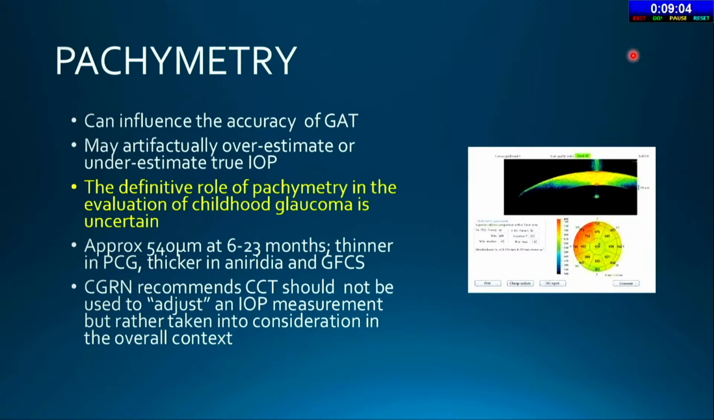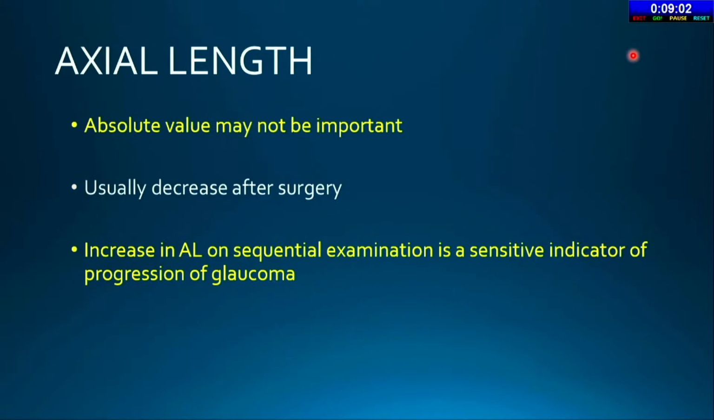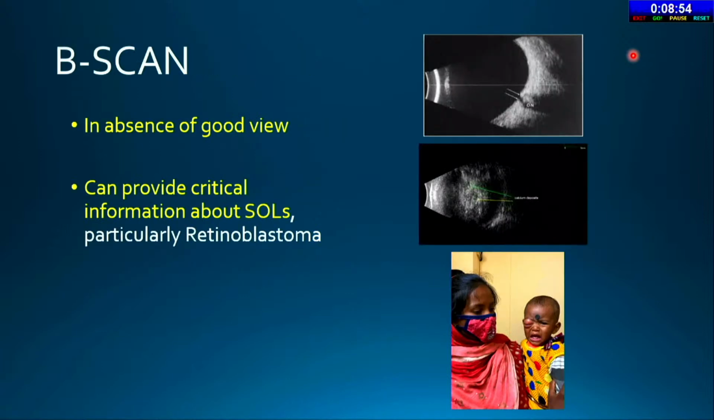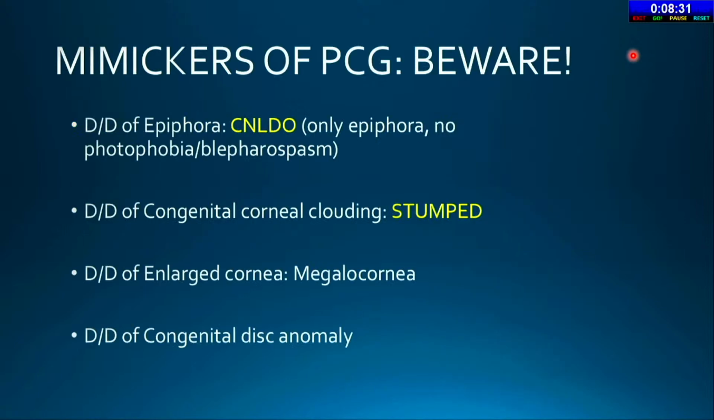Now, pachymetry is not that important in children as in adults. Axial length, as I said, the absolute value may not be important, but an increase in axial length on sequential examination is a sensitive indicator of glaucoma progression. B-scan is very important. If you suspect congenital glaucoma, the corneal view is hazy and you cannot evaluate the posterior segment clinically, please advise a USG B-scan. In the bottom figure, you can see this unfortunate child where the diagnosis was missed. Initially it was thought to be congenital glaucoma, but actually the child had retinoblastoma.